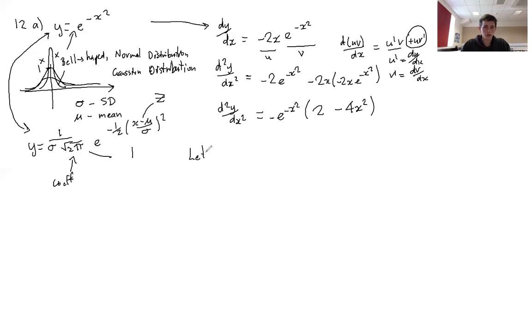Now we want to find inflection points, so we have to set the second derivative equal to 0. So we're going to have negative e to the negative x squared times 2 minus 4x squared equal to 0. Now, at this point, we can sort of neglect this exponential term, okay?